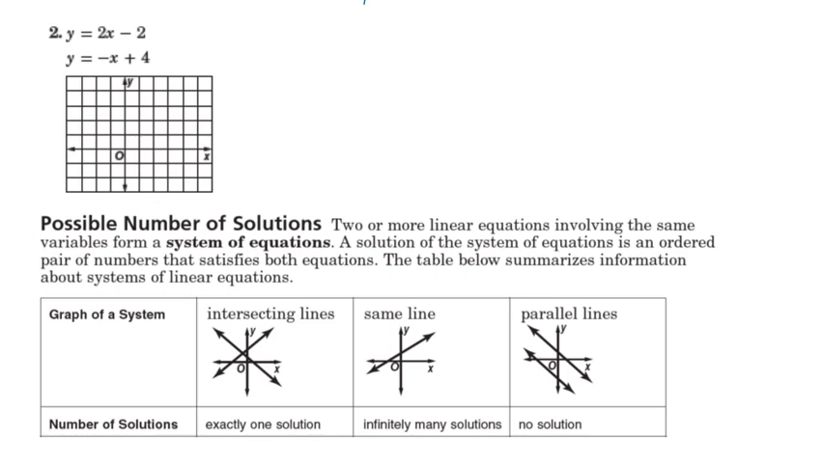So what we're going to do in this example is graph these two equations, y equals 2x minus 2 and y equals negative x plus 4. Let's graph this first equation in red. The y-intercept is negative 2, and the slope is 2, so I'm going to go up 2 over 1. From the y-intercept, up 2 over 1, and I'm just going to keep that going. So that's going to be this line right here.